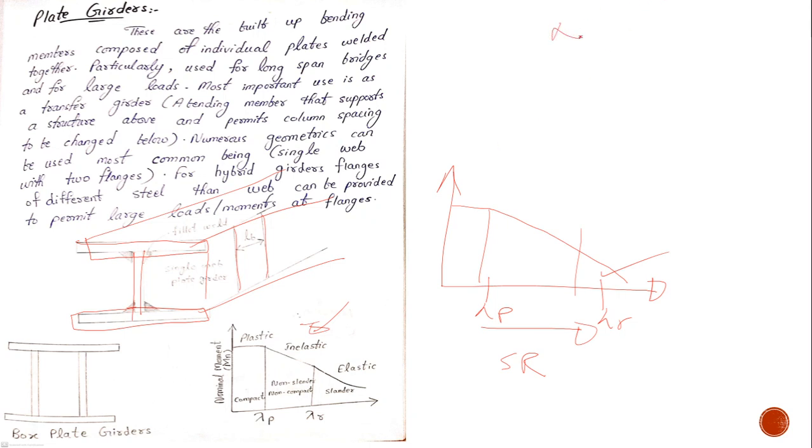In compression members, in previous lectures, there was only one value, lambda r, and it was 4.71 times square root of E by Fy, if you remember. We had to decide based on this value whether we are in the slender zone or in the compact zone.